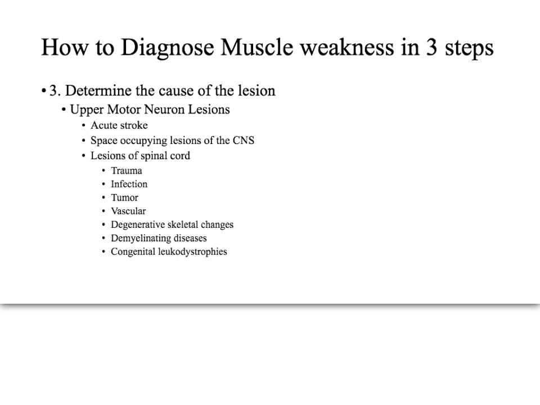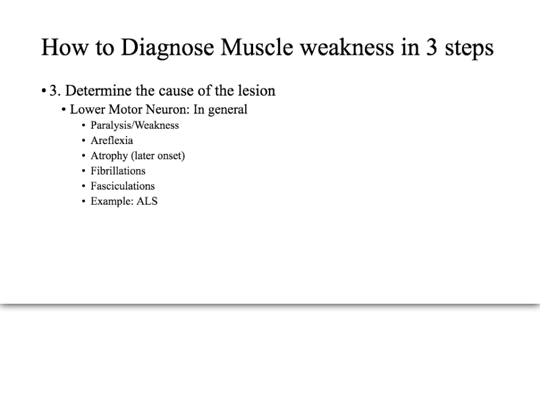A short list of causes of upper motor neuron lesions. You have a stroke. I'm not sure what space occupying the CNS is. That I haven't looked into yet. You can have lesions of the spinal cord from trauma, infection, tumor, vascular degeneration. Then also degenerative skeletal changes, like if you have spondylolisthesis in the spine and it causes damage, then demyelinating diseases and leukodystrophies.